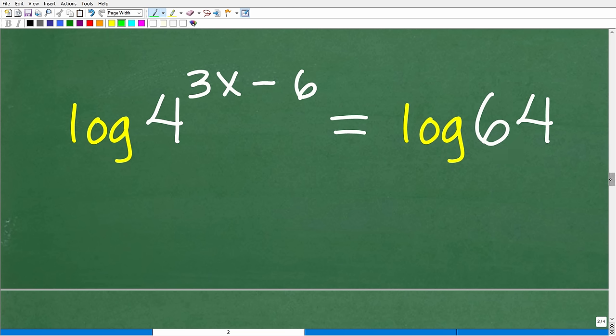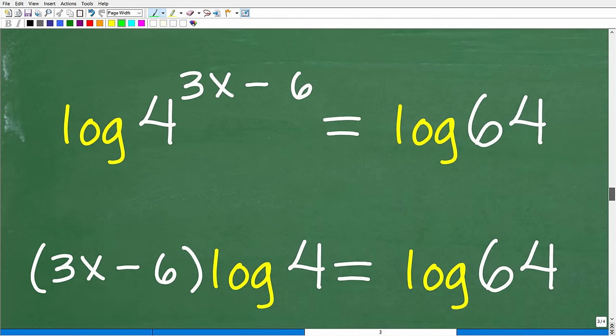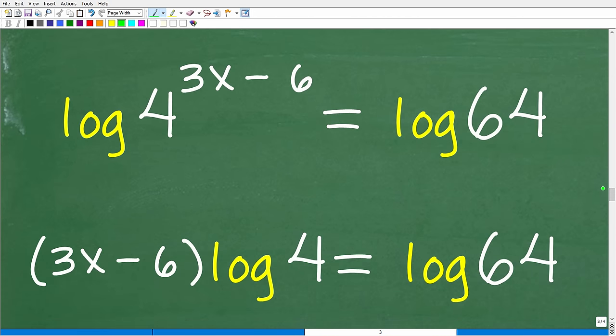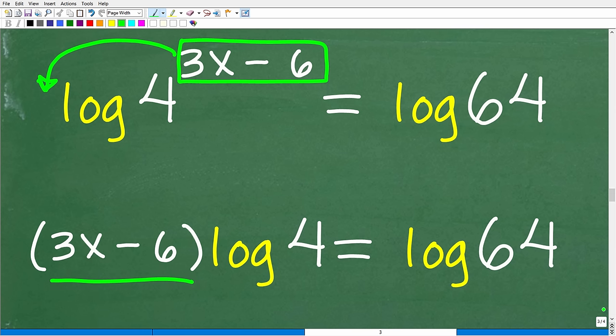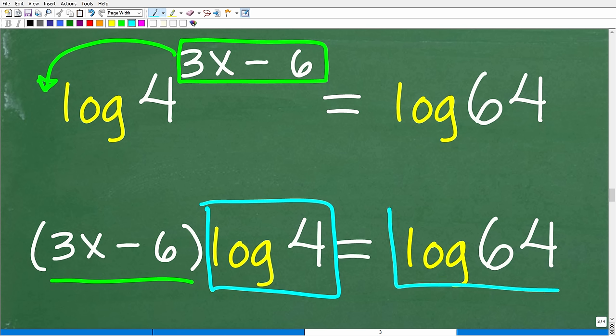Okay, now what do we do here? Well, what we need to do is use something called a property of logarithms. So when we take the log of a power, and this is an awesome little property, we could take the exponent and plop it right in front of the logarithm. And that's what we're going to do right here. So we're going to drop this 3x minus 6 and put it right in front of the logarithm. Now remember, the log of a number, like right here, is a number. You can get a decimal value or some other value, but these are just numbers.